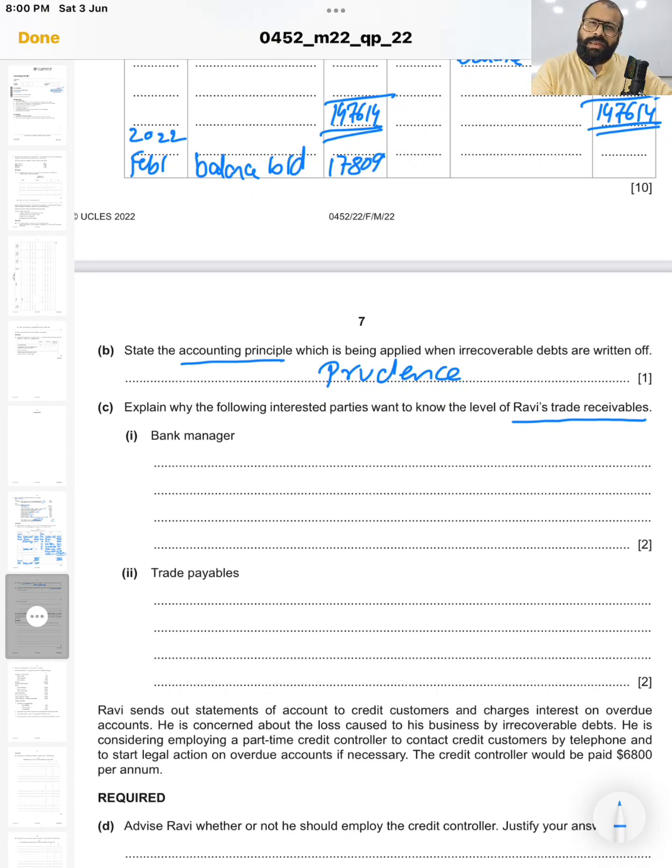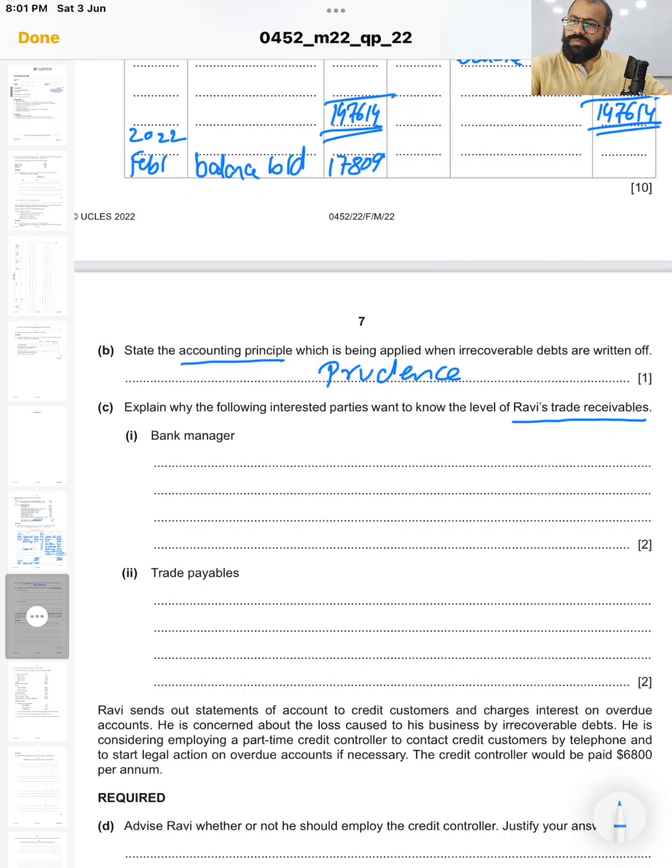Simple. A bank manager wants to know whether Ravi is able to repay the loan back. Can he repay the interest? Should the bank manager give a loan to Ravi? So these are certain things for which the bank manager is interested to look at Ravi's sales ledger control account.